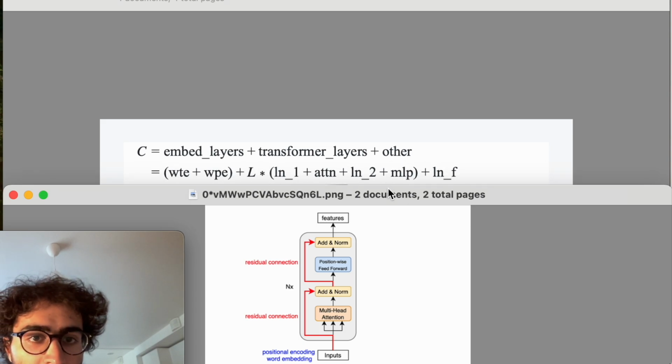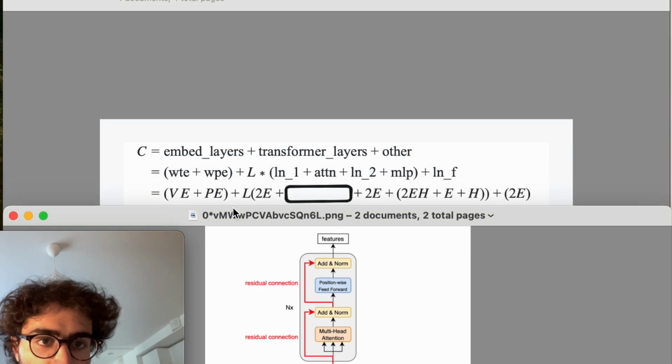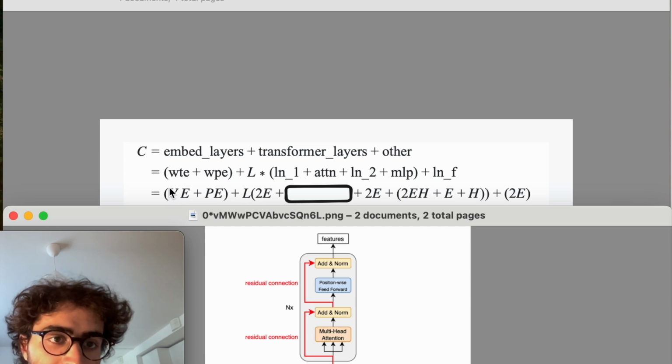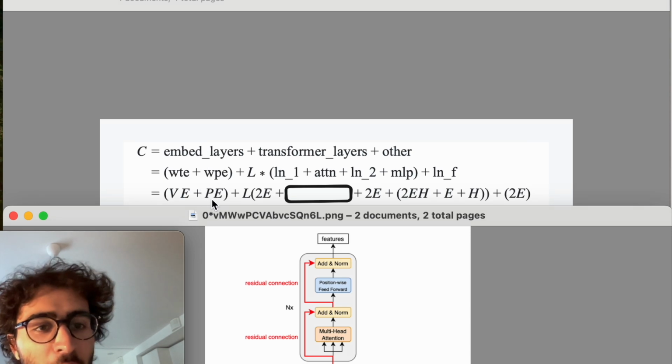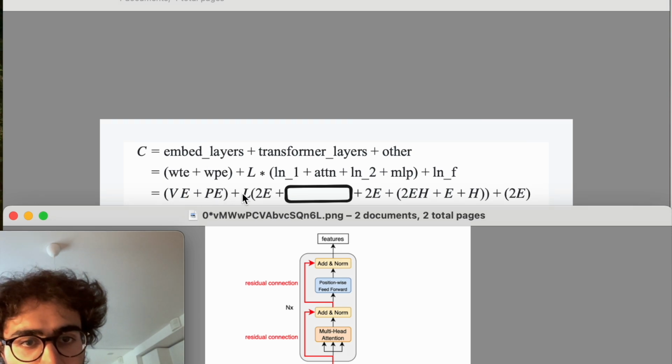And now if we go down, we will expand these formulas. So in the case of our word token embedding, it is the vocabulary size multiplied by the embedding dimension. And for our word position embedding, it's just the number of positions multiplied by, once again, the embedding dimension. Okay. We're going to skip the attention because it's more complicated and just focus on the other 3 computations within the transformer block. So we have our layer norm.